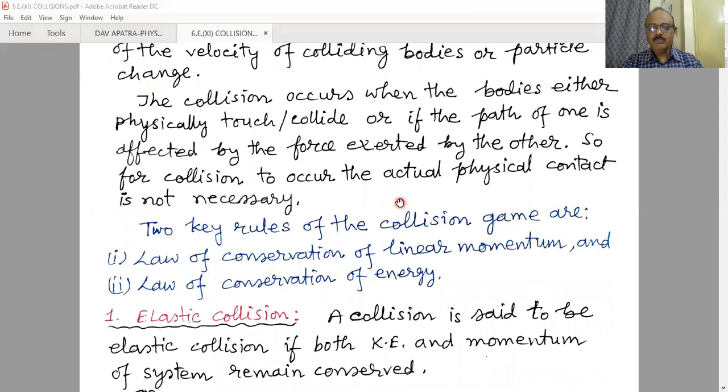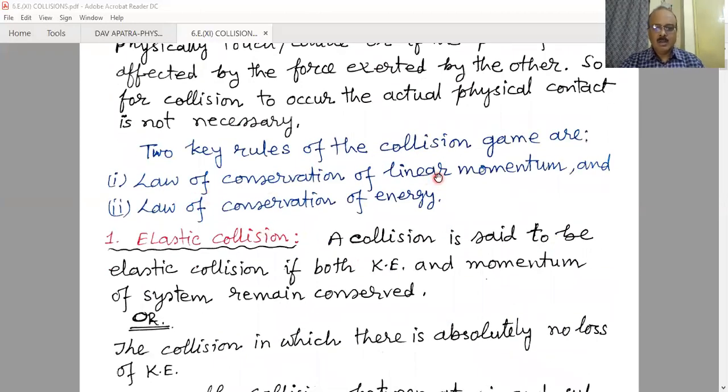There is a change in the momentum. When you study collisions, there are two key rules of the collision game. Number one, the law of conservation of linear momentum, and number two, the law of conservation of energy.